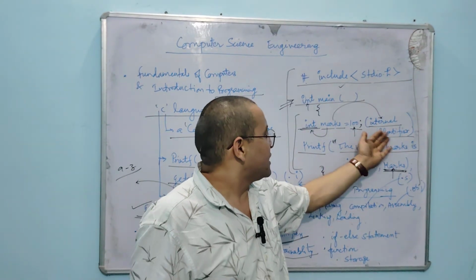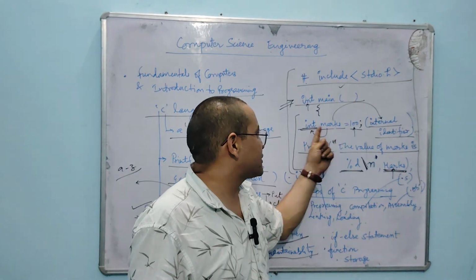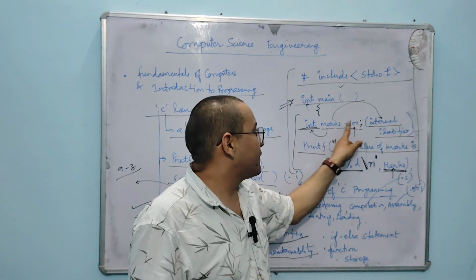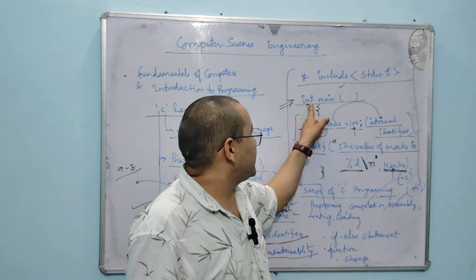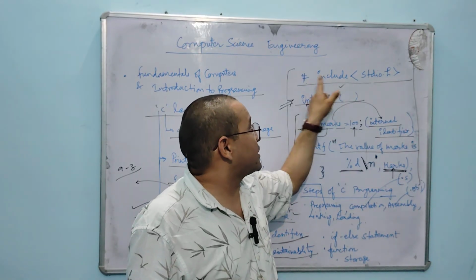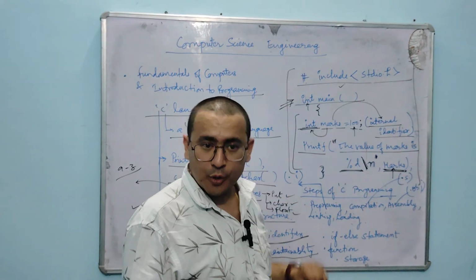So this is a small program which contains an internal identifier. The identifier may differ. The internal identifier is of integer type and holds a value, marks. So int main, and that is included with this hash, which is the preprocessor.